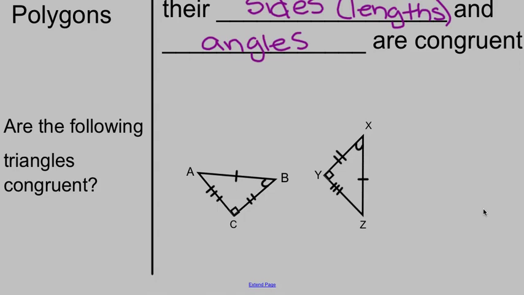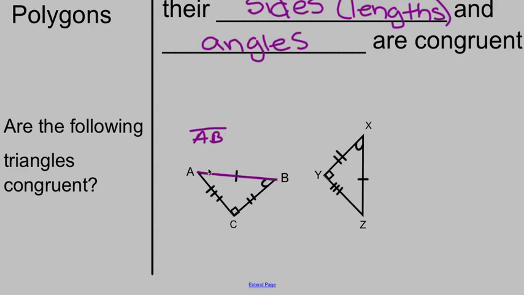The one thing that we were talking about is the fact that you cannot just use your eyes. Using your eyes will be deceiving. You have to look at the data that's in front of you. Look at the hash marks, look at the marks for each angle, and determine based on that what is and is not congruent. When I look at this, I notice side AB.